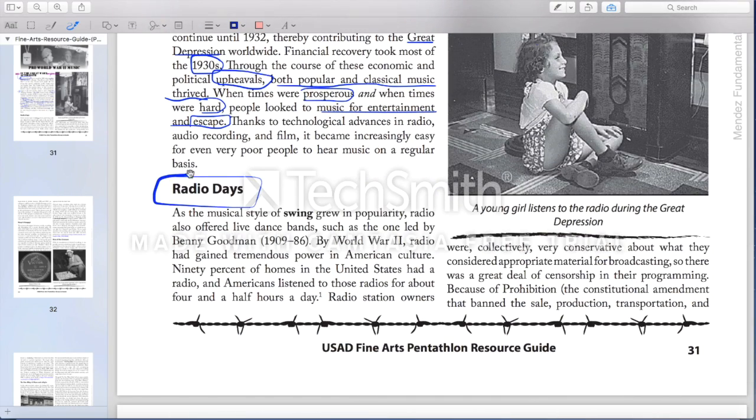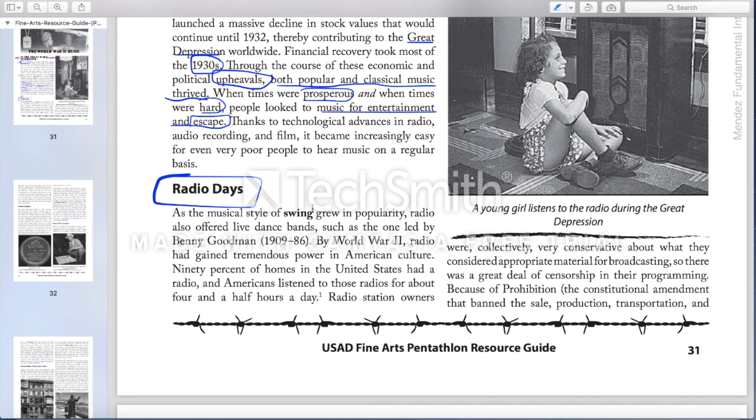Let's talk about the radio days. As the musical style of swing grew in popularity, radio also offered live dance bands such as the one led by Benny Goodman, 1909 through 1986. Let's listen to some swing now.